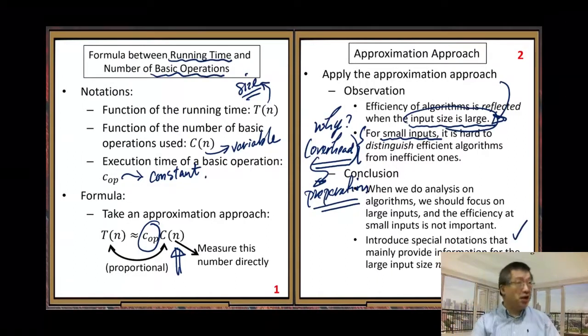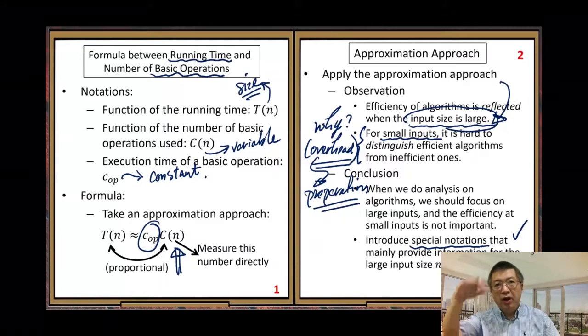Introduce special notations. Later, we will use special notations that mainly provide information for the large input size n. When we use these special notations, we only consider the trend of the functions when the problem sizes become large. That kind of notation we'll later call asymptotic notations. We will learn several asymptotic notations, but that will be our part B.